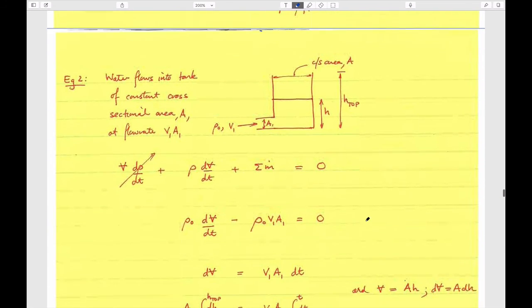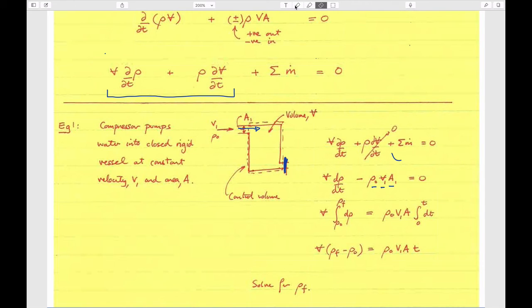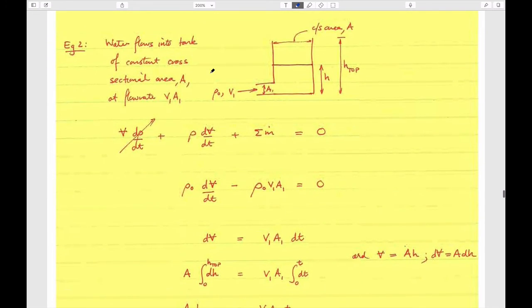The case we just looked at was one where the volume doesn't change, but the density does. The opposite is the case where the volume is not constant, but the density is constant. So the density is not changing with time. Get rid of this term, and this is the only one that's left. That would be the case where you have, say, water filling a tank. This is rising at some velocity.